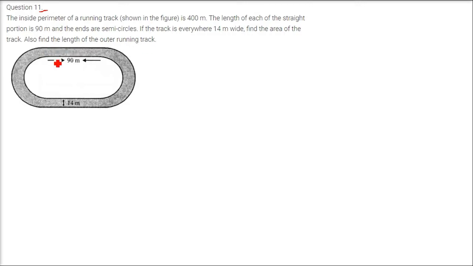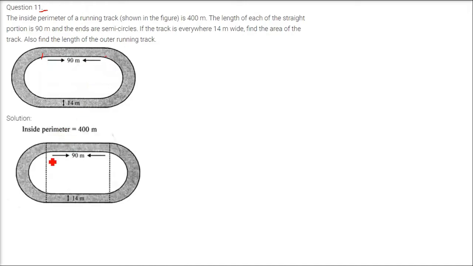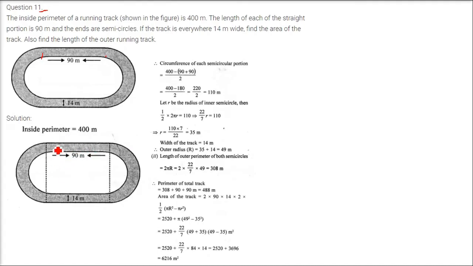So we have to find out the outer running track length, that is the perimeter of this, because the inside perimeter is already given. From here to here it's 90. From here to here it is 90. So 90 plus 90. Let me just assume that I'm taking the internal one. So this is the internal track. This is 90. This is 90. This we don't know. This we don't know. So how to find the interior one?